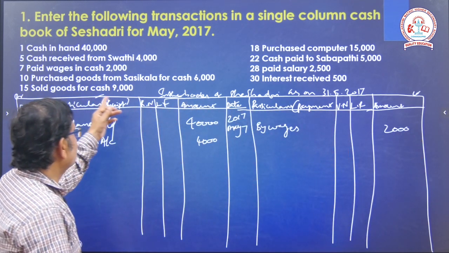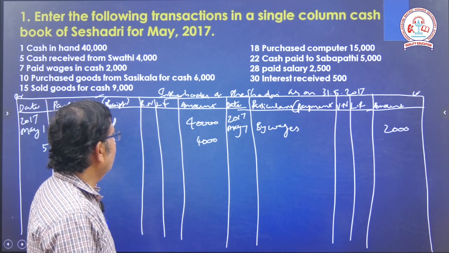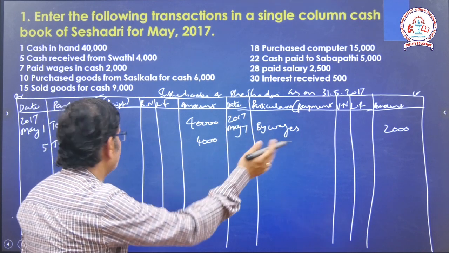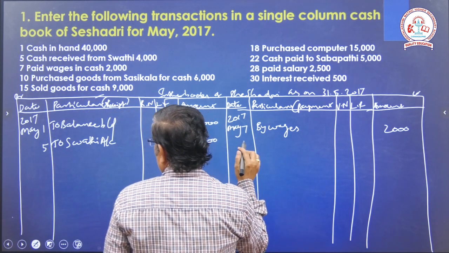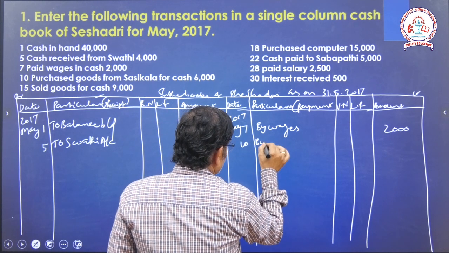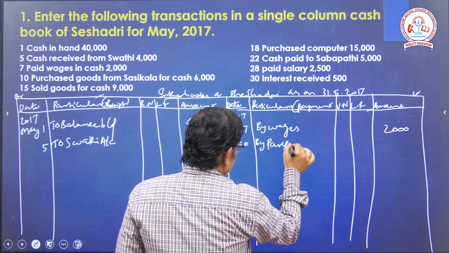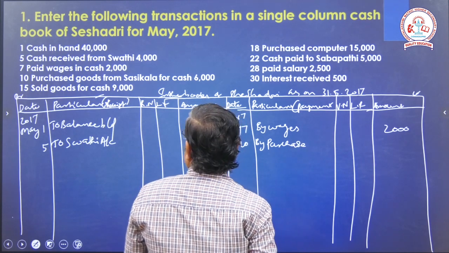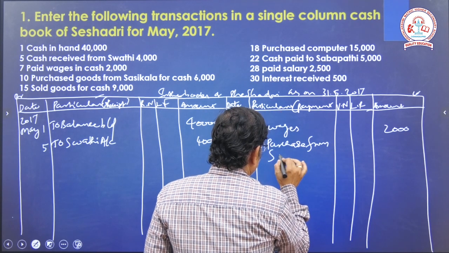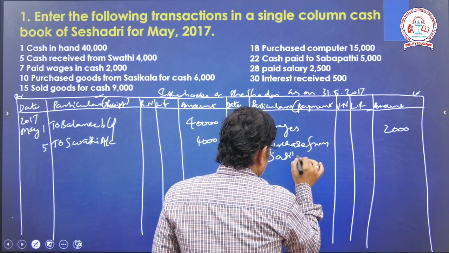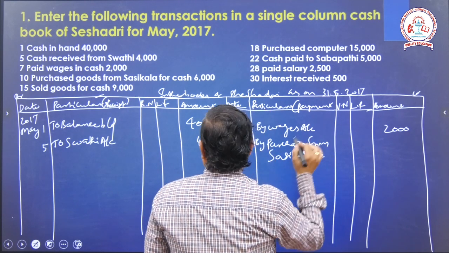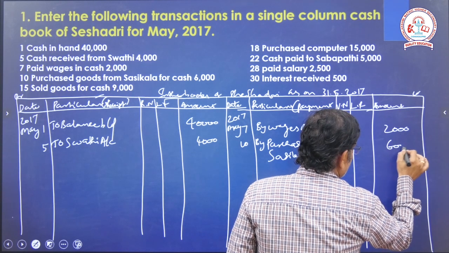Next, purchased goods from Sasikala for cash, rupees 6,000. We are paying money, so it goes to the payment column. Write the name here, by purchase. The date is 10, by purchase from Sasikala account, and write the amount in the amount column, 6,000.